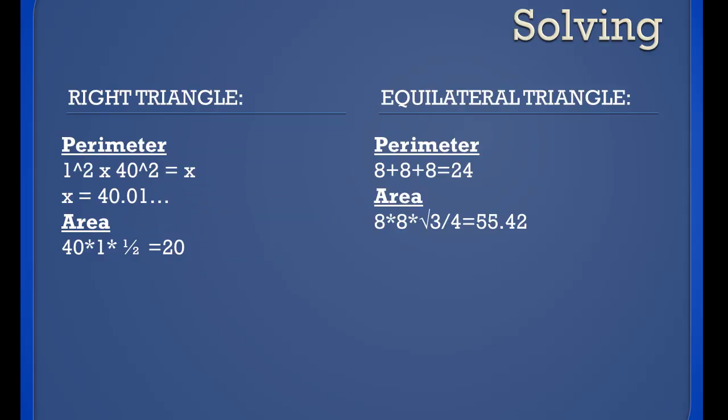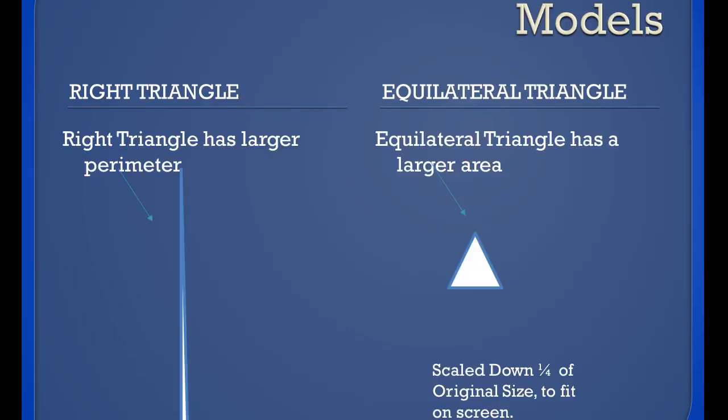To find the perimeter of the right triangle, we need to use the Pythagorean theorem, a squared plus b squared equals c squared. We found that the hypotenuse is approximately 40.01. We also used the formula base times height times 1/2 to get 20. For the perimeter of the equilateral triangle, we got 24, and the area for the equilateral triangle we got as 55.42. As you can see, the right triangle has a larger perimeter, and the equilateral triangle has a larger area. You also will notice that the models are scaled down by 1/4 to fit on the screen.